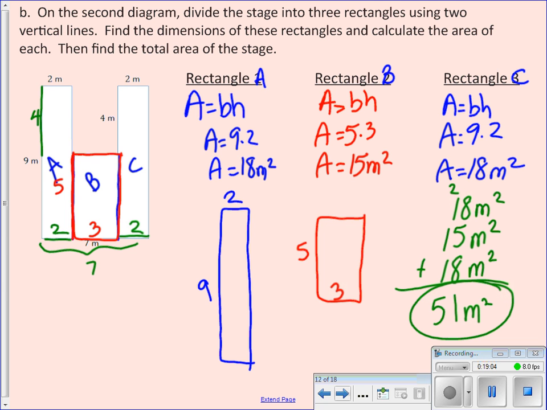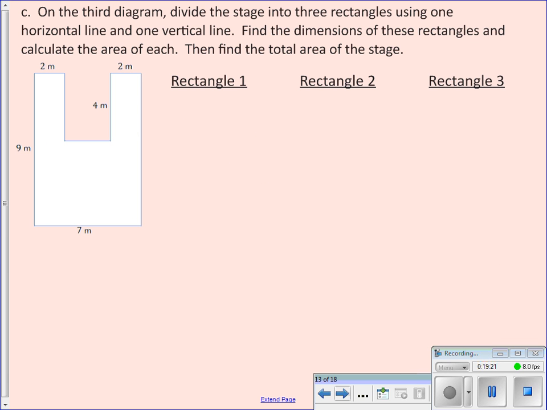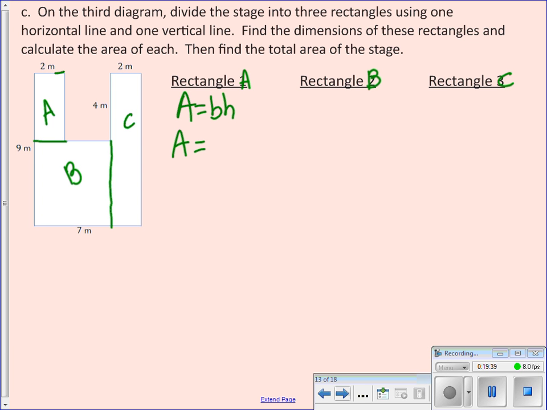Now for part C, can I go to the next slide? Are we ready? You guys have any notes? For part C, the directions are similar but different. Now they want one horizontal and one vertical. So let's do this one horizontal and do that one vertical. So shape A, shape B, and shape C. So A, I see that my base is 2. What is my height?